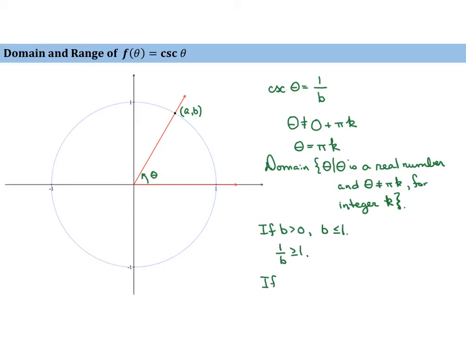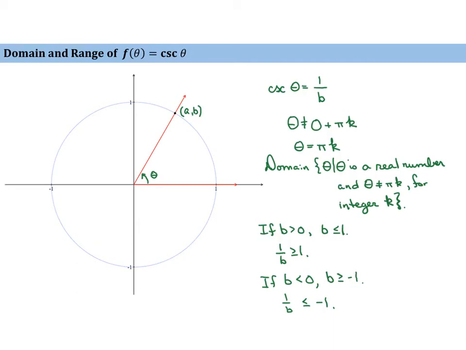Well, what about if b is negative? If b is negative, then we're on the under portion of this circle, and if b is negative, then b would have to be bigger than or equal to negative 1. And if that's the case, 1 over b would be less than or equal to negative 1.